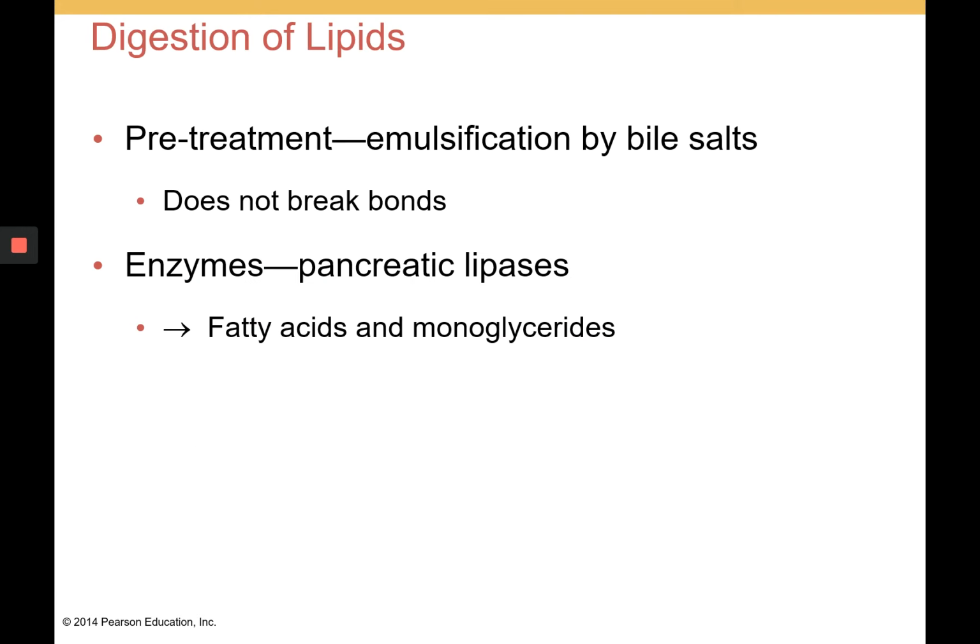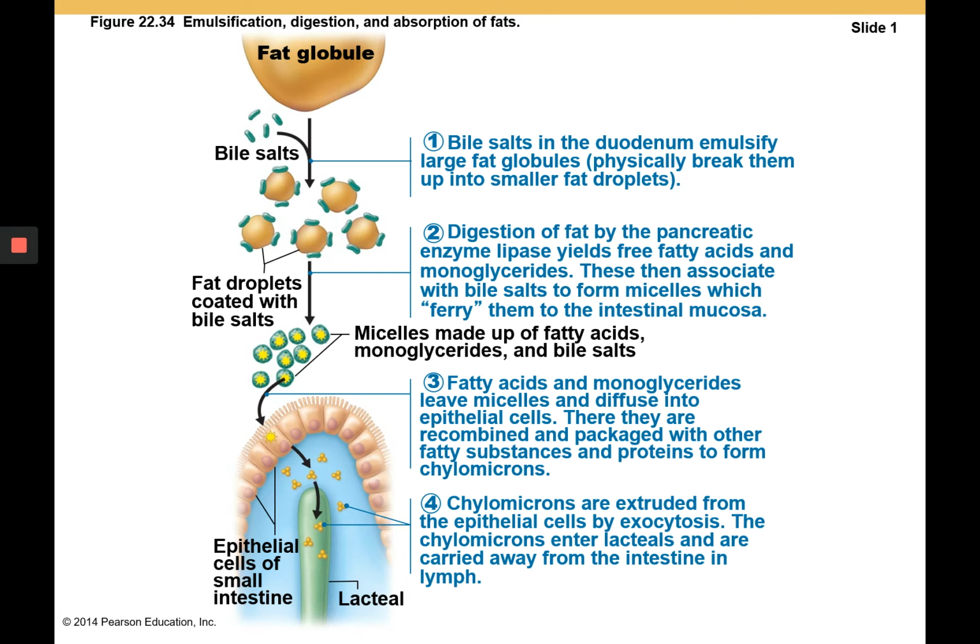For the digestion of lipids, we need a pretreatment step. So lipids are a little harder to digest. Lipid droplets like to combine together and form really big fat globules. So we have to pretreat or emulsify fat by using bile salts. It's not going to break bonds, but it's going to make it easier for pancreatic lipases to act on lipids. So what we're seeing here in this slide is the emulsification step.